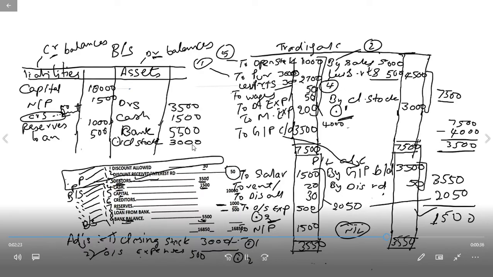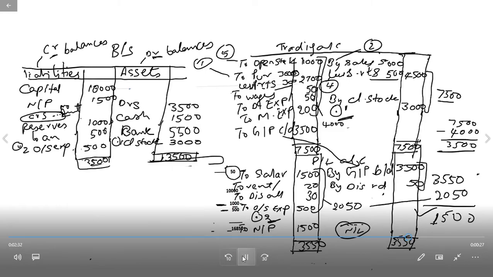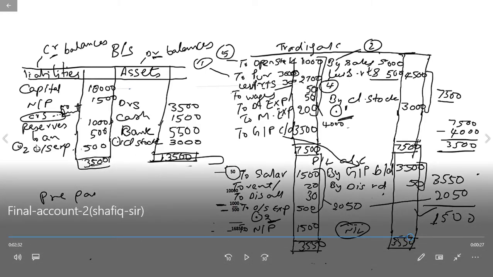Closing stock on the asset side, outstanding expenses on the liability side. Now if you total both the sides, it's coming to the same total, 13,500. 13,500, I have erased it, no issues, 13,500. Now I'll talk about some shortcuts for the other adjustments. Prepaid expenses, another such adjustment.